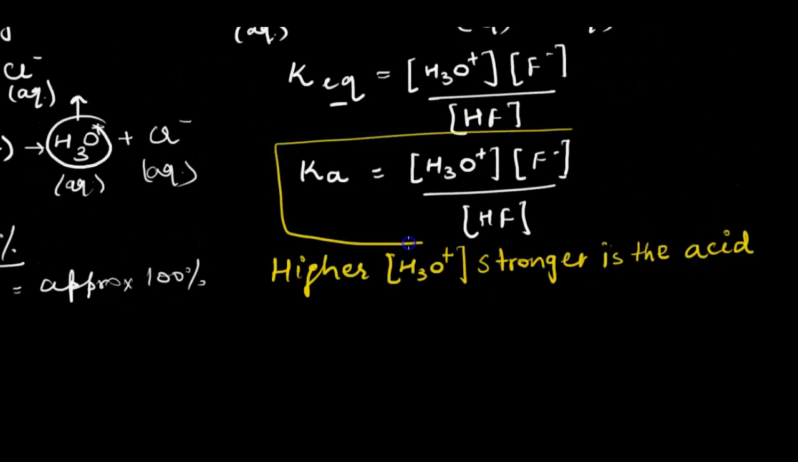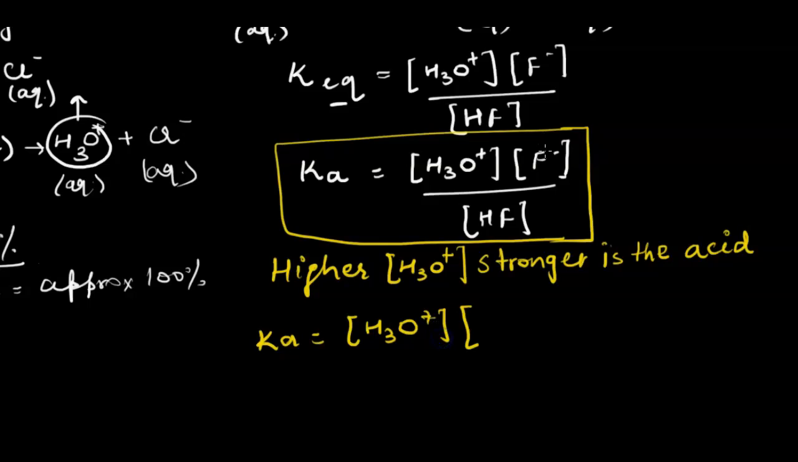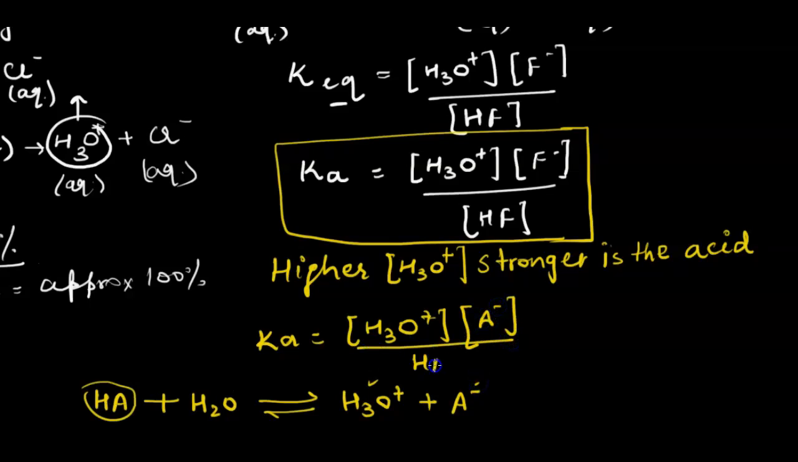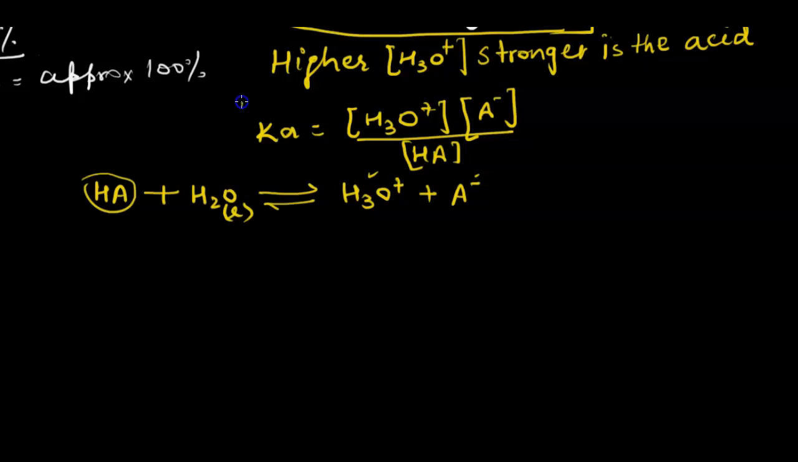Using this, we can write our general Ka equation. Here, instead of F negative, we can take a general equation where HA reacts with water to give us H3O positive and A negative. Therefore, Ka would be equal to hydronium ion concentration multiplied by A negative concentration over acid concentration. We would not take water because water is in liquid state. So this is our final Ka equation.